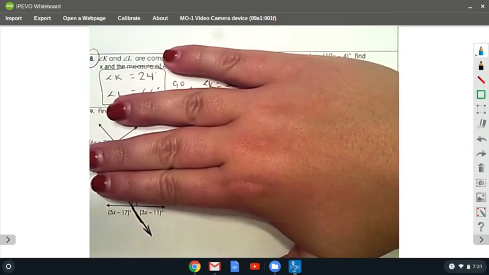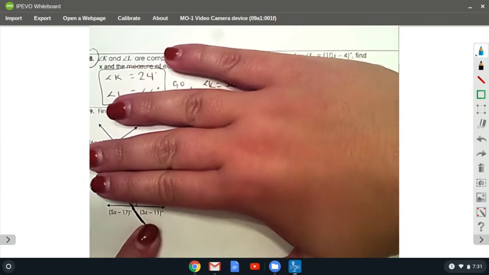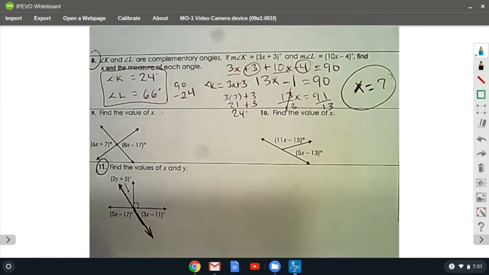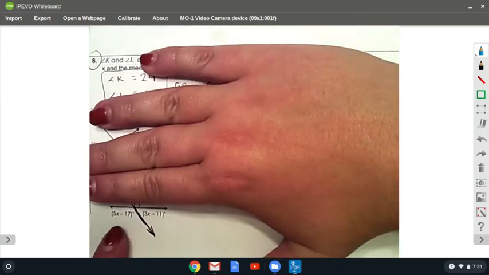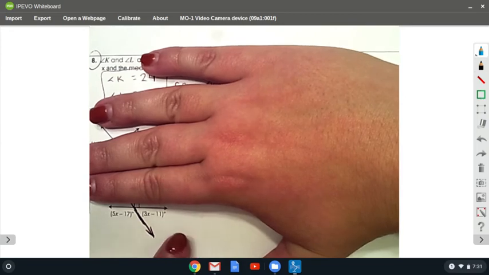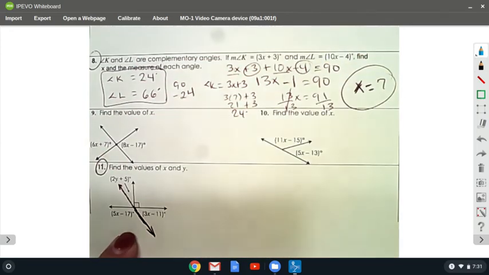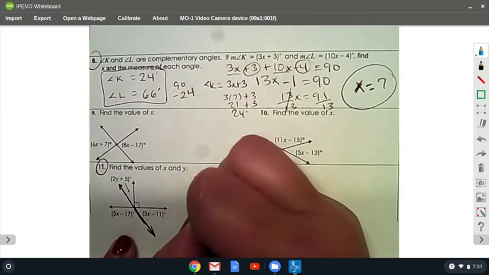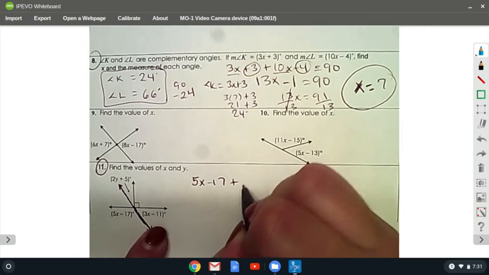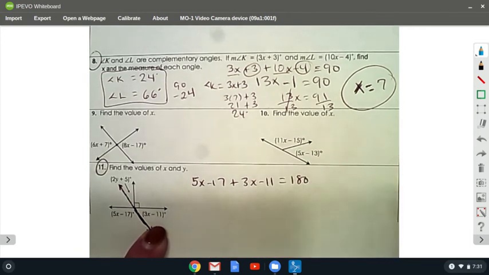Easy to see right off the bat, if I cover this part of the angle up, I can see that I have a straight angle here, 180 degrees. So I can see that those are 180 degrees, and that means they form a linear pair. They are supplementary angles, so they add to equal 180. So I'm going to go ahead and do that. So I have 5x minus 17, add together with this angle, 3x minus 11 should equal 180 degrees.